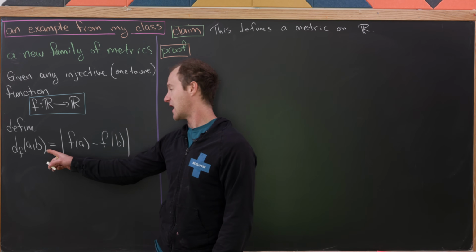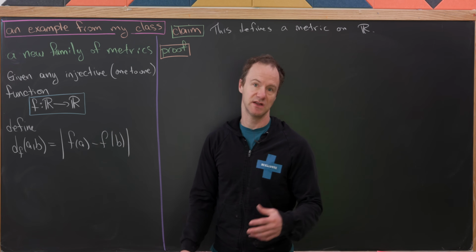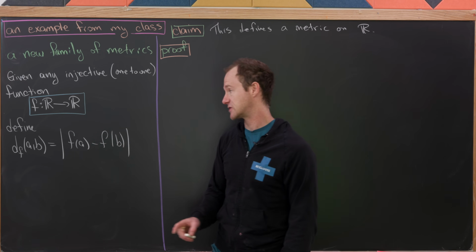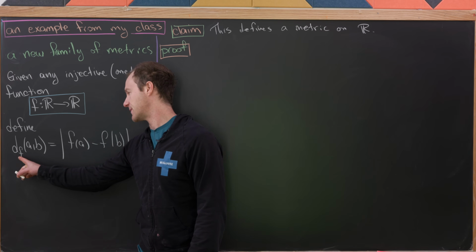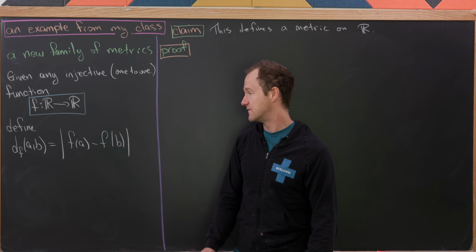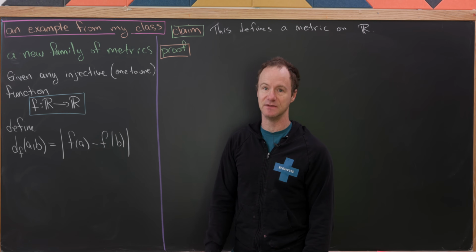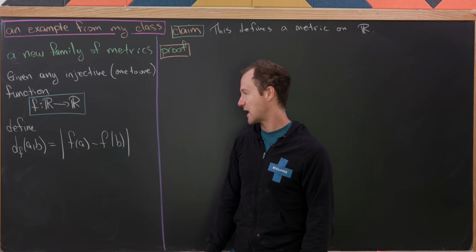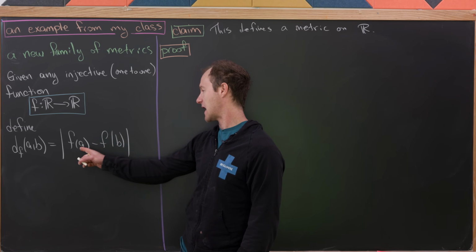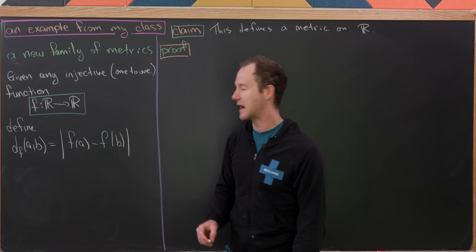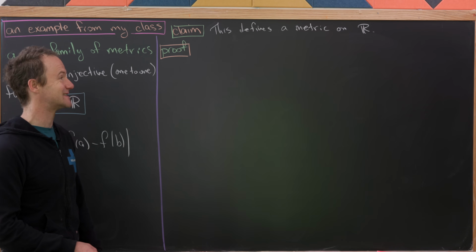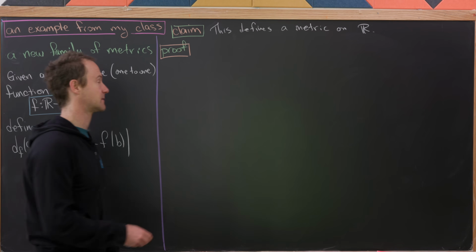Then we want to define a function which in essence goes from R cross R to R, so it's going to be our metric. And I'll write it as D sub f of (A, B). So this is a measurement of the distance between A and B, kind of with respect to f. And it's going to be the absolute value of f of A minus f of B. Okay, so let's start off by showing that this is in fact a metric.